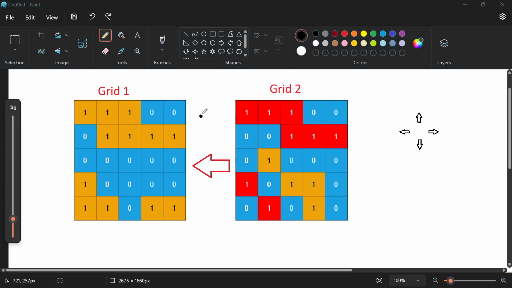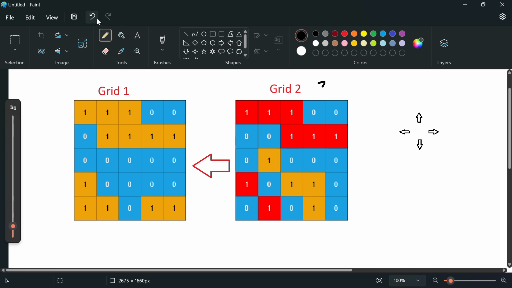Here an island is defined as contiguous ones. Let's say in example one, here we have ones, right? So for a one, if there are any ones in four directions, which is up, down, left and right, we consider it as the same island. So here the yellow colored ones represent a single island. In grid 1 we have three islands, and in grid 2 we have a total of five islands.